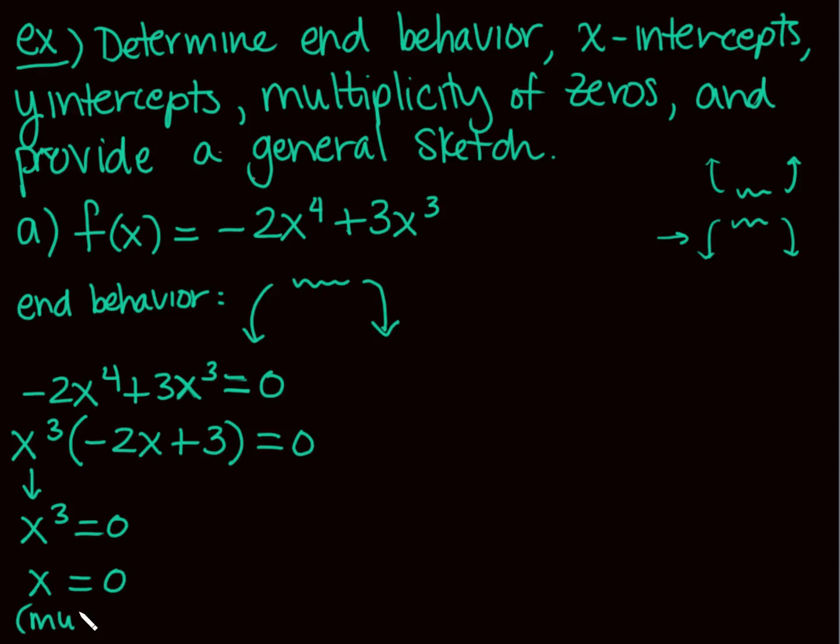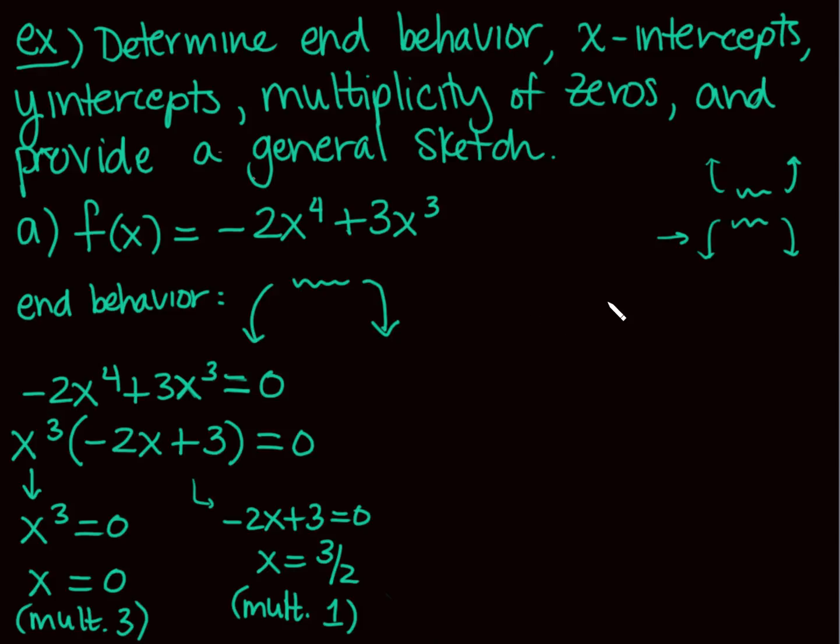What multiplicity does that have? That has multiplicity 3. So I know because it has an odd multiplicity that it's not going to be tangent to the x-axis. It's actually going to go through it. And then where is my other zero? If I solve negative 2x plus 3 equals 0, then I get that x equals minus 3 divided by negative 2, 3 halves. Okay, so there are my zeros. What is the multiplicity of that zero? The multiplicity of that zero is just 1, because it only has one factor, basically. So my multiplicity is just 1. Good. So I'm ready to go.